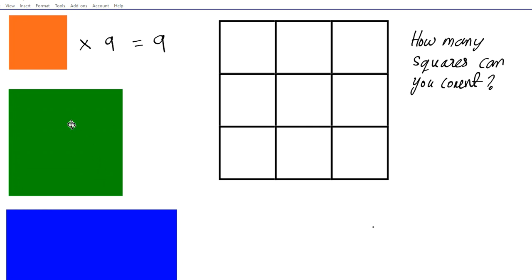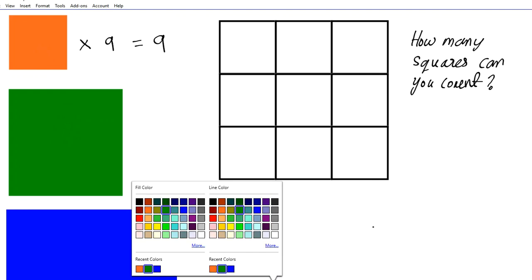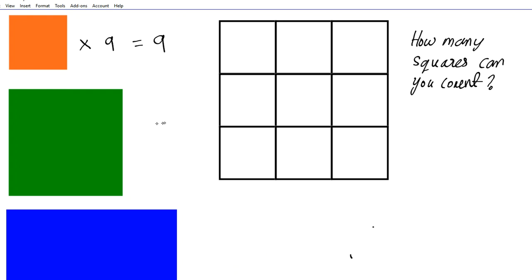So this green square that we have right here is formed by combining 4 of these. How many do we have in this composite figure? We have a total of 4. Multiply the number of these times 4, we have a total of 4.